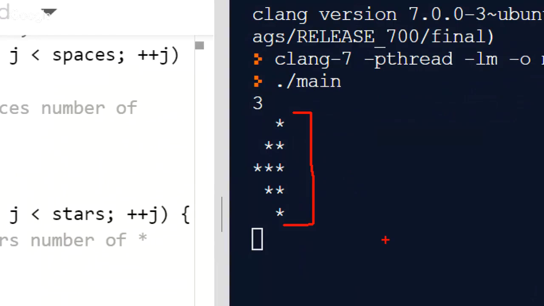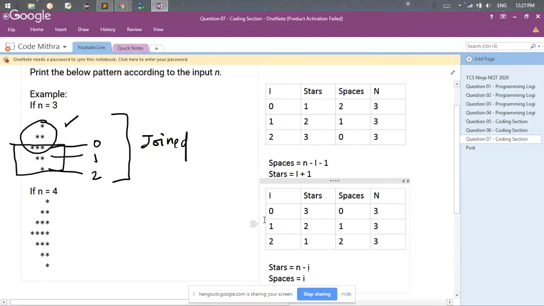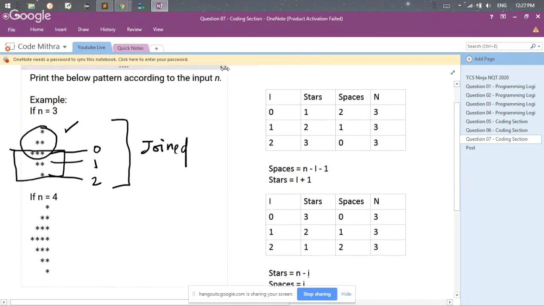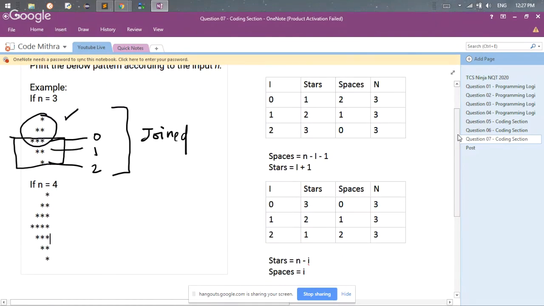So all that matters here is, are we able to create a formula or not? Are we able to come up with a formula or not? Once that is done, it will be very, very easy for us to write the code. Code is not a big deal. Only the pattern logic is the big deal.